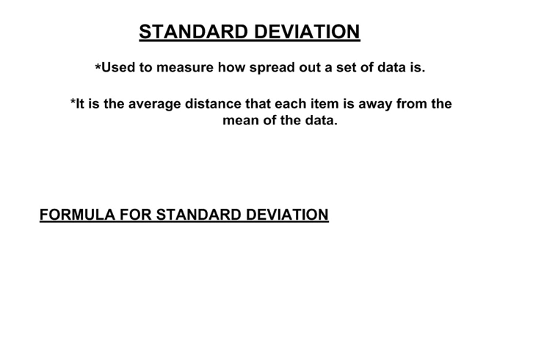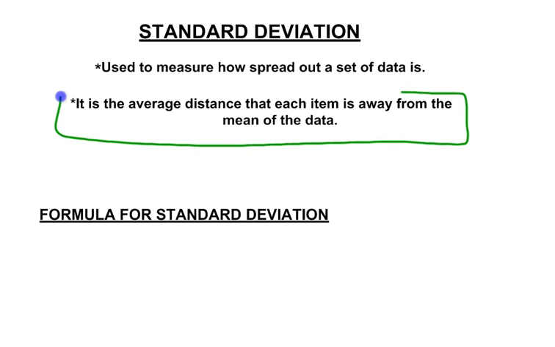Again, it's defined as the average distance that each item is away from the mean of the data. So we would first have to know what the mean is, and then we're going to find how far each number is from the mean and basically take the average of those numbers. Now there are some things that we'll have to do as we work with those in order to counter some things that might happen if we don't take these measures. But all in all, we're basically just averaging out how far each number is away from the mean.